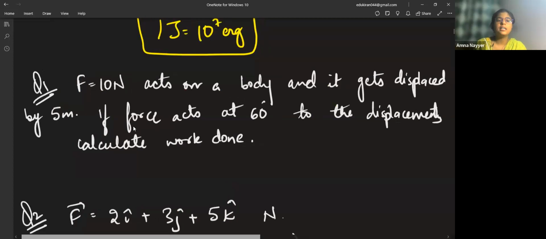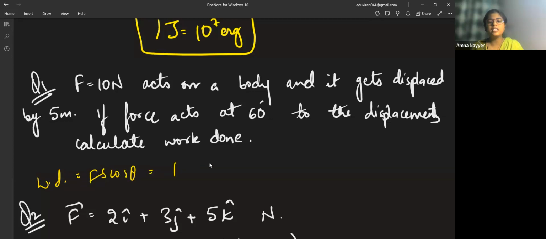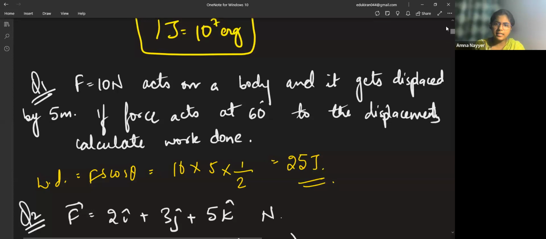One basic question, let us see. A force of 10 Newton acts on a body and it gets displaced by 5 meters. If the force acts at 60 degrees to the displacement, calculate work done. Work done will be equal to F S cos theta. Force is 10 Newton, displacement is 5 meters, and cos 60 degrees is half. So that becomes 5 into 5, which is 25 joules. That is the answer. Some more questions, let us see, but before that, note it down.